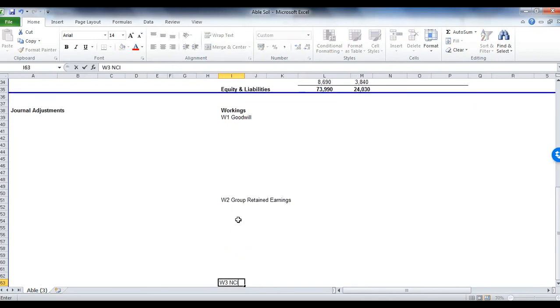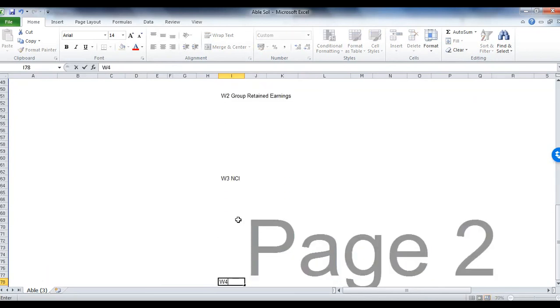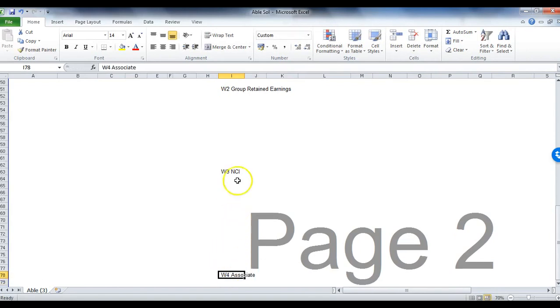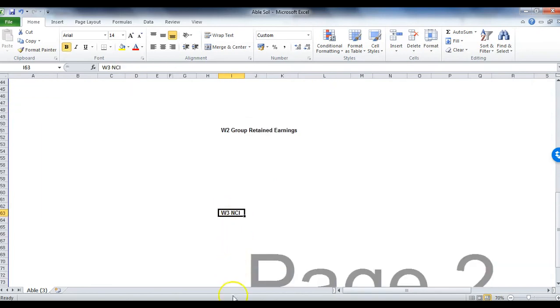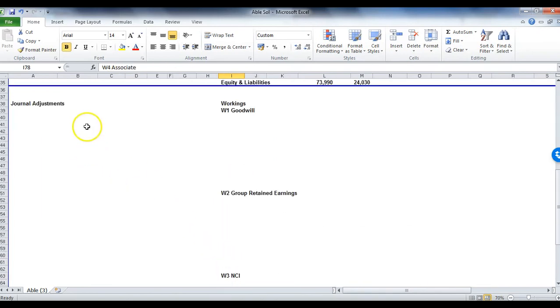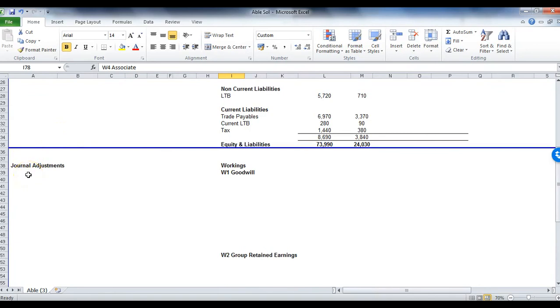Working 3 would be the NCI. And then if you have it, and we know we do, working 4 is the associate. So I typically have those as separate workings on a separate page, because that's where the bulk of the marks are going for. A lot of the time when you'll be doing these smaller journal adjustments, so your fair value adjustment or intergroup trading, they will feed into a number of items here. So it's useful to set that up as you go.